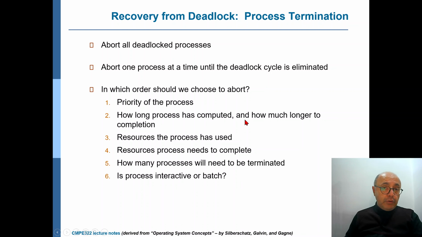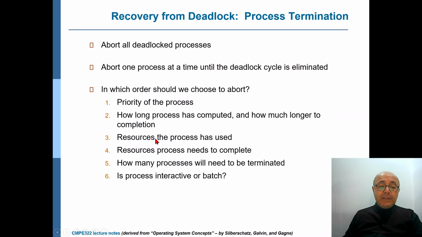Or if you know how much time is left for the process to complete, by the way, this is difficult to know, but if you know it, then you might, for example, pick the one which has the longest time to completion, because anyways it's not likely that it will soon complete. So that means giving higher priority to the processes that are about to complete. So just terminate another one so that this one can have the chance to complete.